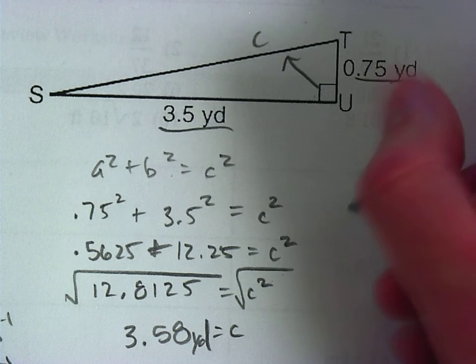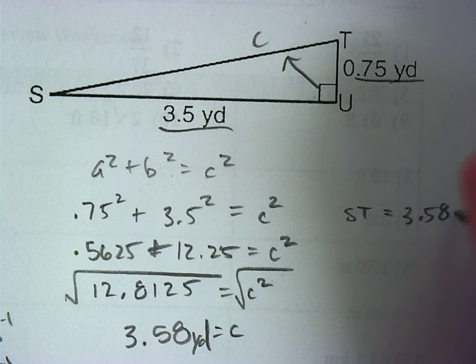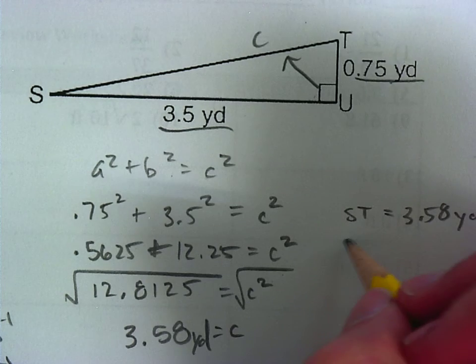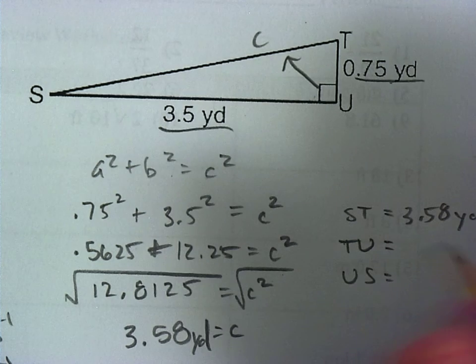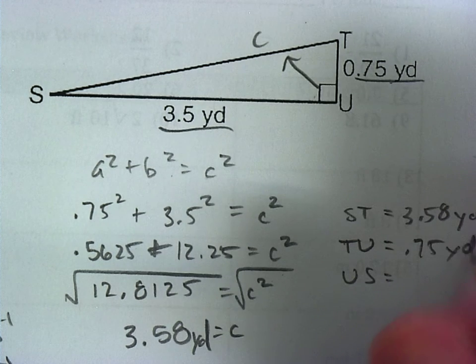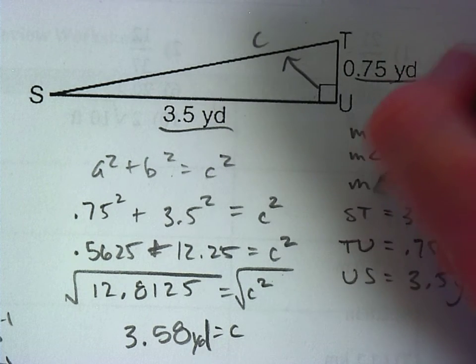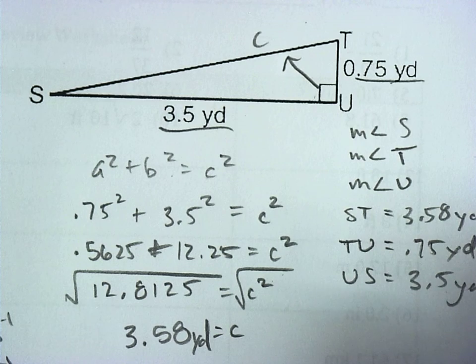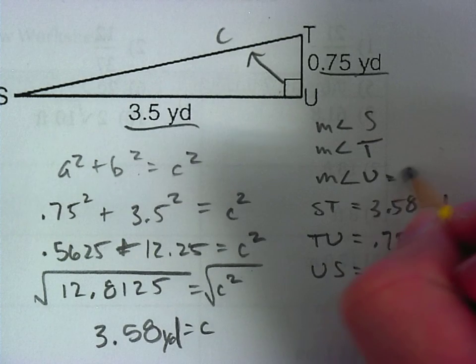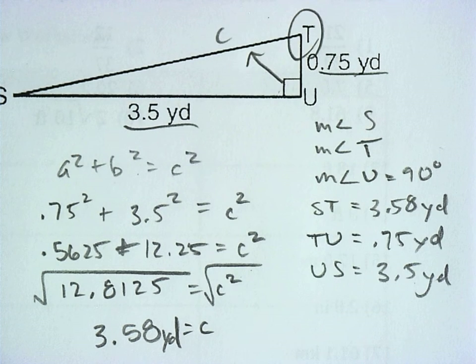So we have a triangle STU. So ST, that c part, is 3.58 yards. Then TU is 0.75 yards and US is 3.5 yards. So now that we have all of our side lengths, we need to go ahead and find our angle measurements. They already gave us U, which is 90 degrees, but we need to find T first, for instance.